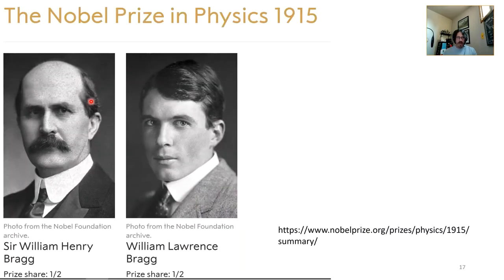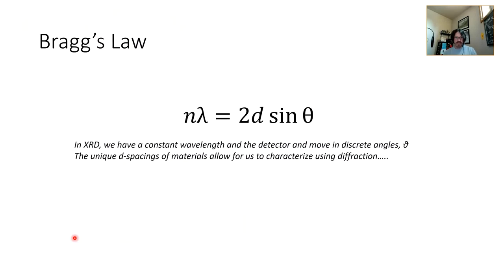These guys won the Nobel Prize for Bragg's law, and there's kind of the legend that says the father, Sir William Henry Bragg, is actually the person that did all the work, but William Lawrence Bragg actually published it, and I think made his dad quite angry. But in the end they were both awarded the Nobel Prize in physics for developing Bragg's law. They earned the prize in 1915. I'm not quite sure when they actually came up with Bragg's law, n lambda equals 2d sine theta.